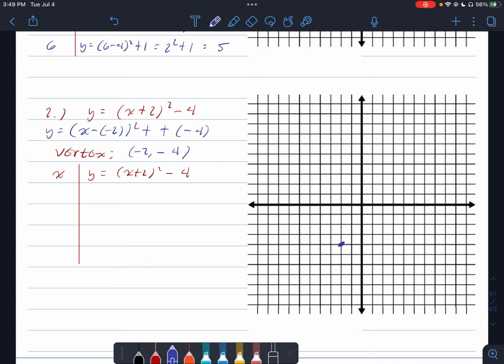Let's plot maybe one point on either side. Let's do x equals negative 3. So we'll have y equals (negative 3 plus 2) squared minus 4, or (negative 1) squared minus 4, which will just give us 1 minus 4, which is negative 3.